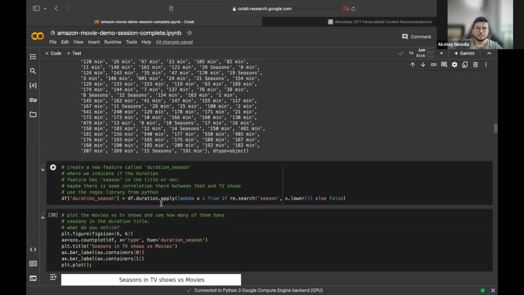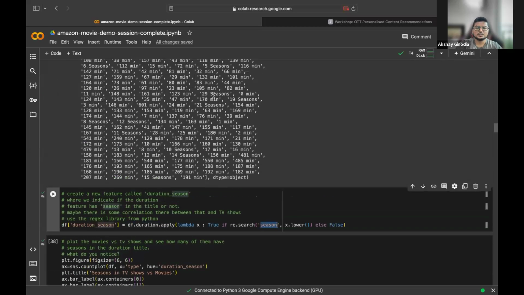Right, so we are going to take the duration column, on which we are going to search for season. Their seasons are in caps, so we are going to apply the function lower. Here we are lowering all the text, making sure there is no variability and everything is in lower case, because a season in upper case versus a season in lower case will be read as separate strings. So first I'm converting everything to lower case so that I can search for season.